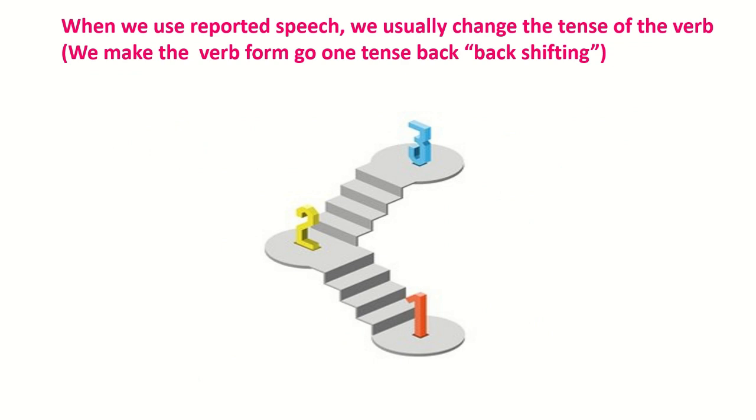So when we use reported speech, we usually change the tense of the verb. We make the verb form go one tense back. This is what we call back shifting. What I mean by this, if I have a sentence in the present, I change it to past, and from past to past perfect, but I have to keep the aspect of the tense. If I have a sentence in present simple, I change it to past simple, present continuous to past continuous, present perfect to past perfect. So I have to keep the aspect of simple or continuous or perfect. I only change the time, like the helping verb.